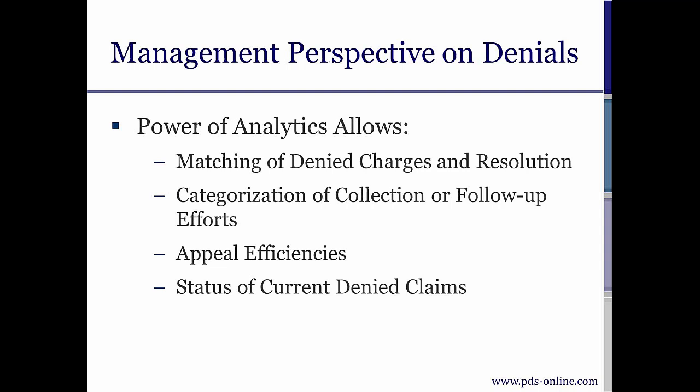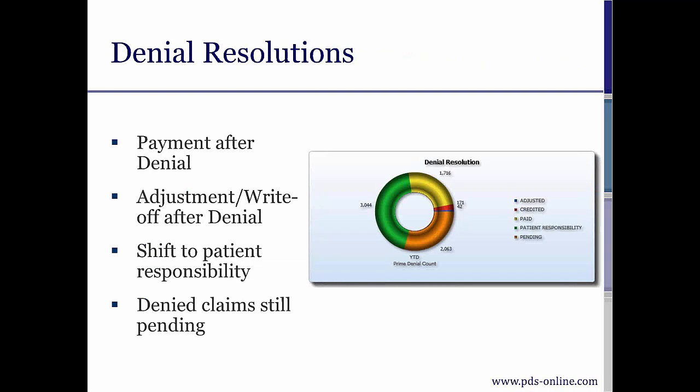Now, analytics allows us to look at some key measures that are more difficult to get out of, say, canned billing and system reports, or just counting denial volumes. It allows us to look at things like matching denied charges to a resolution that occurred to them, or categorization of our follow-up efforts, or looking at our appeal efficiencies, or what is the current status of our denied claims, what's sitting out there, what's pending. So we can take this after-the-denial information and look at potential resolutions, possibilities of what can occur after the denial.